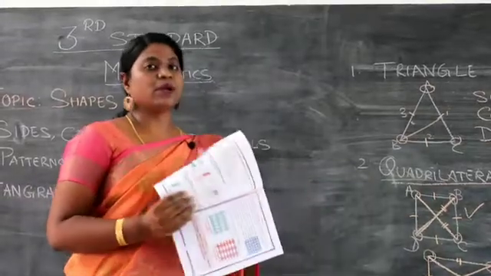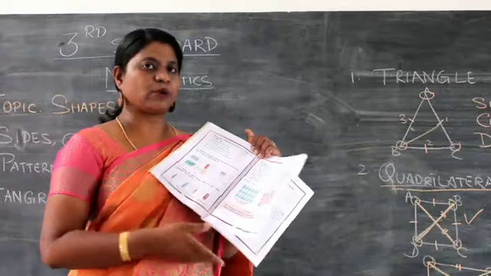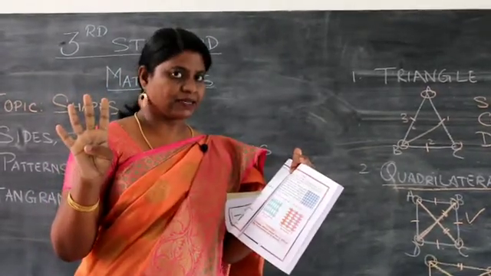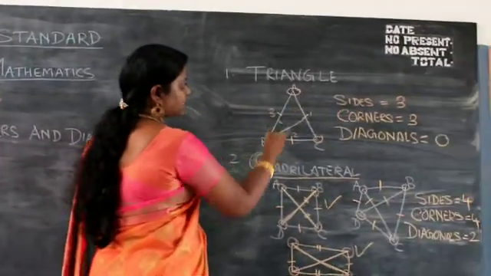Now there are some true and false statements. Children, I believe you must be knowing this by now, but still I'm going to go through this with you. A triangle has 4 sides, right? No. See here, we just now counted and we have written. How many sides does a triangle have?